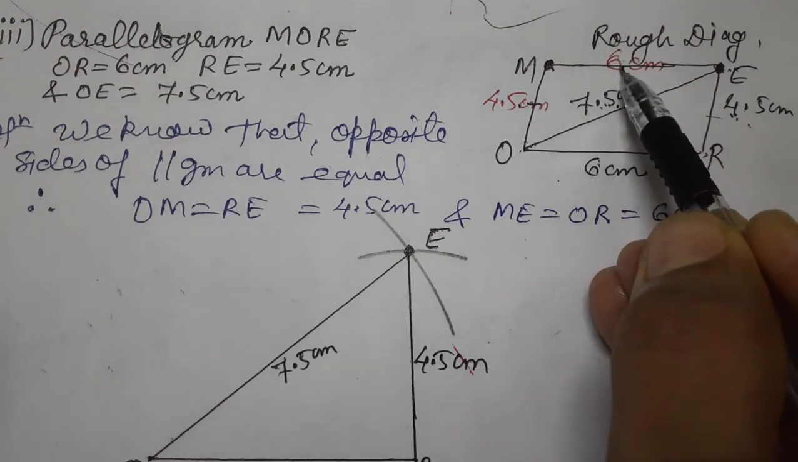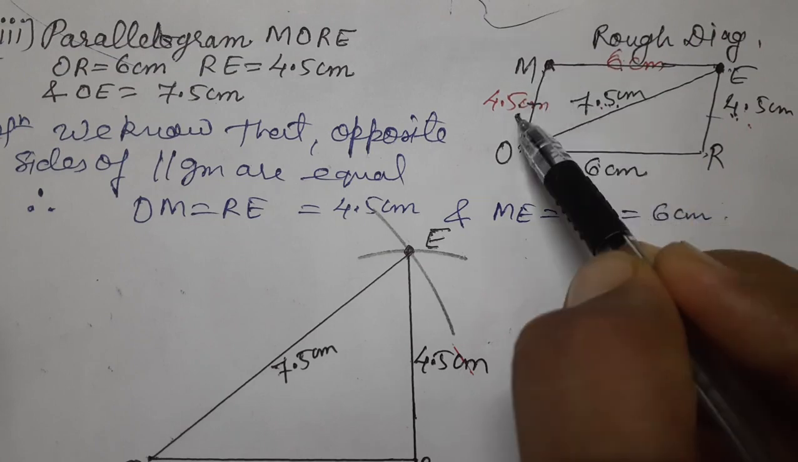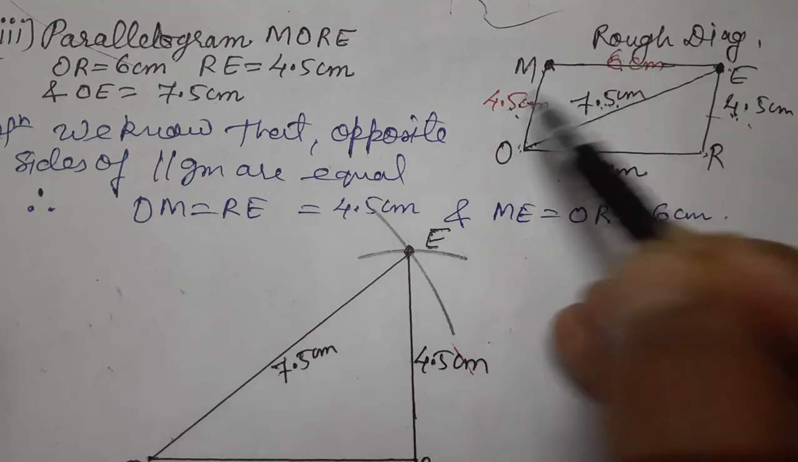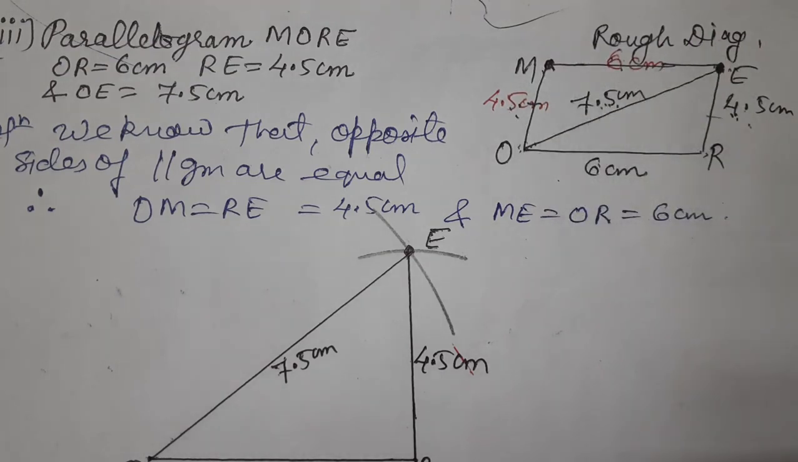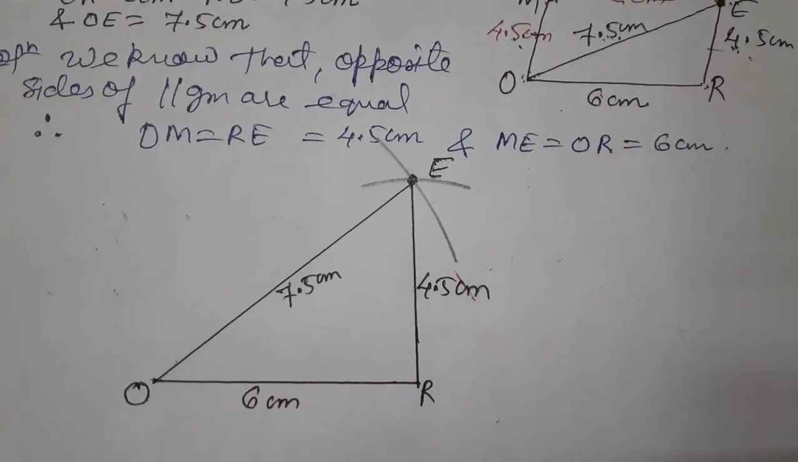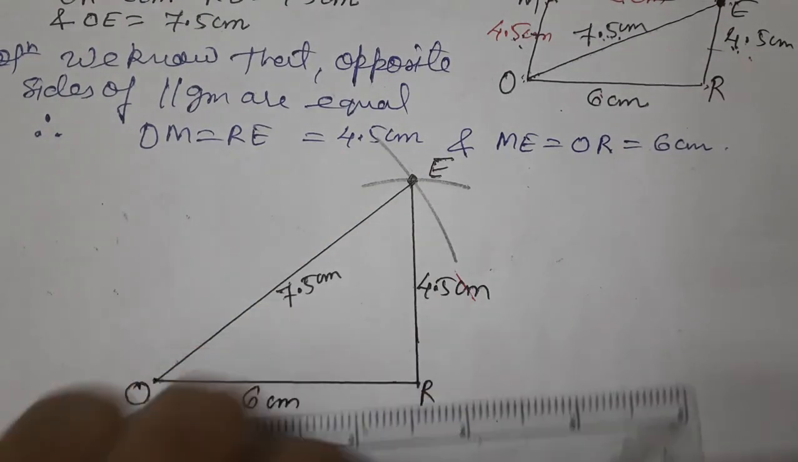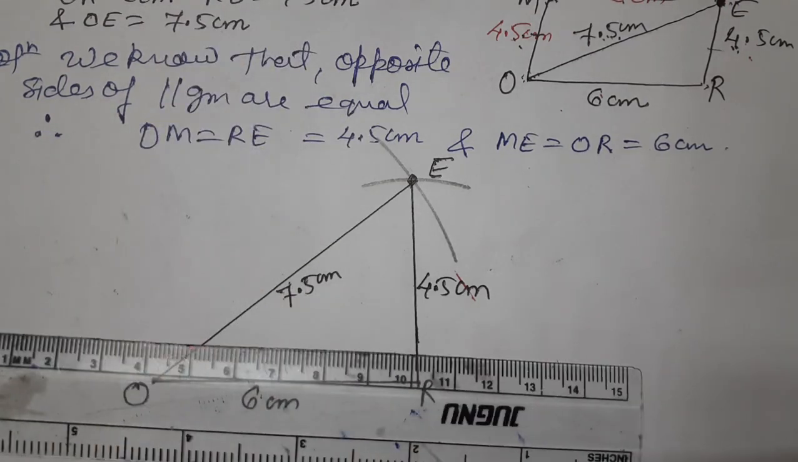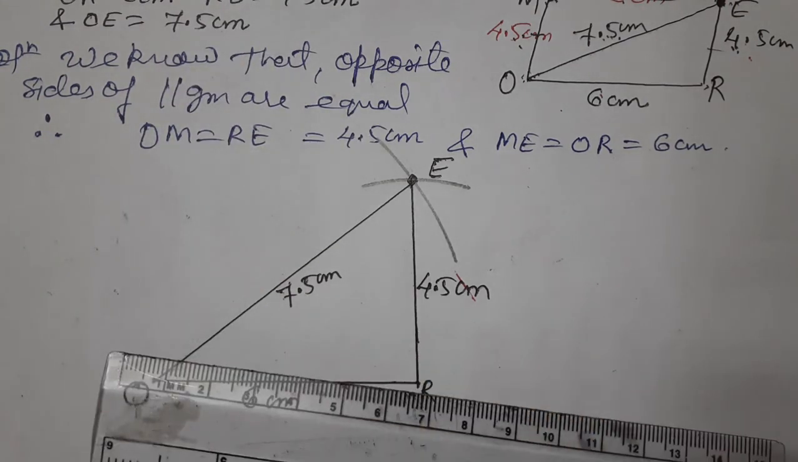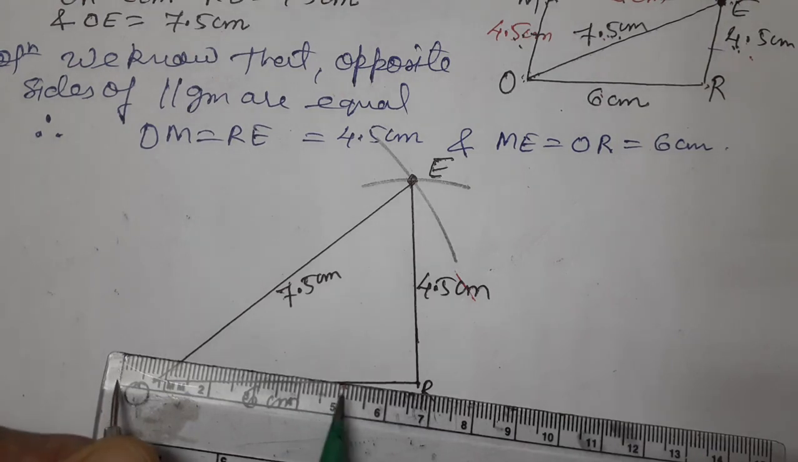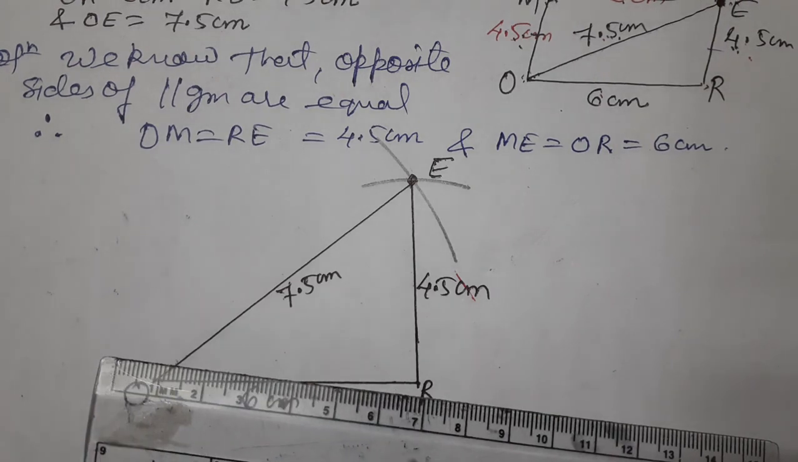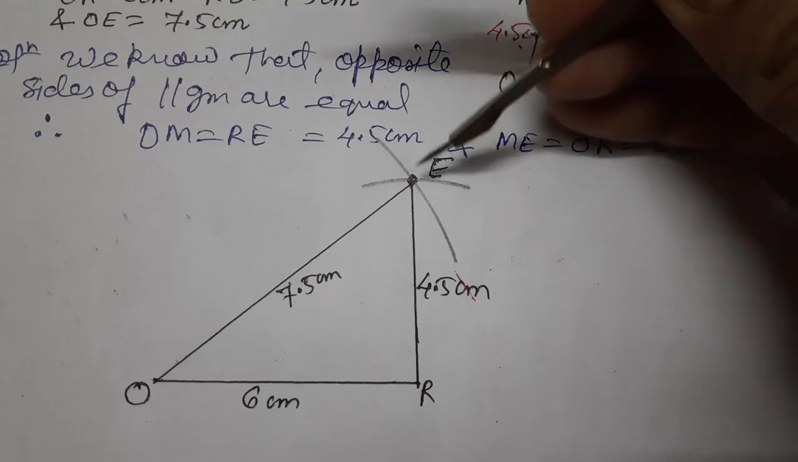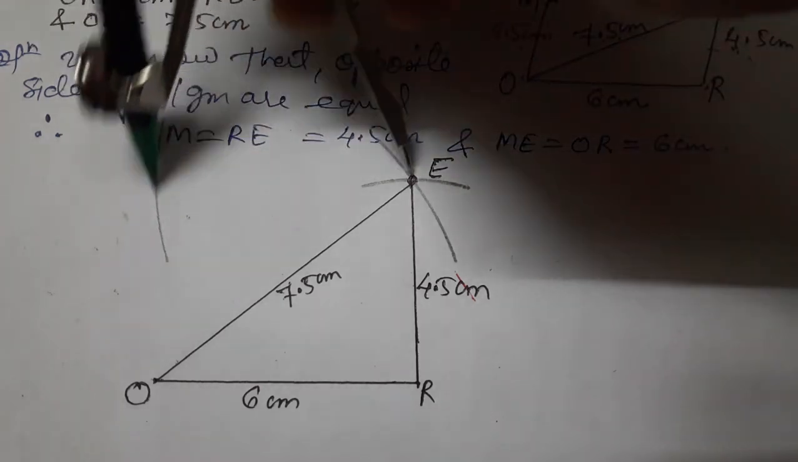Now our next point, children, see, M. E to M we have 6, and O to M also we have 4.5. So first draw an arc of radius 6 centimeter. Take the ruler. Now 6 centimeter first. So this is 6 centimeter. From E, draw an arc of 6 centimeter.